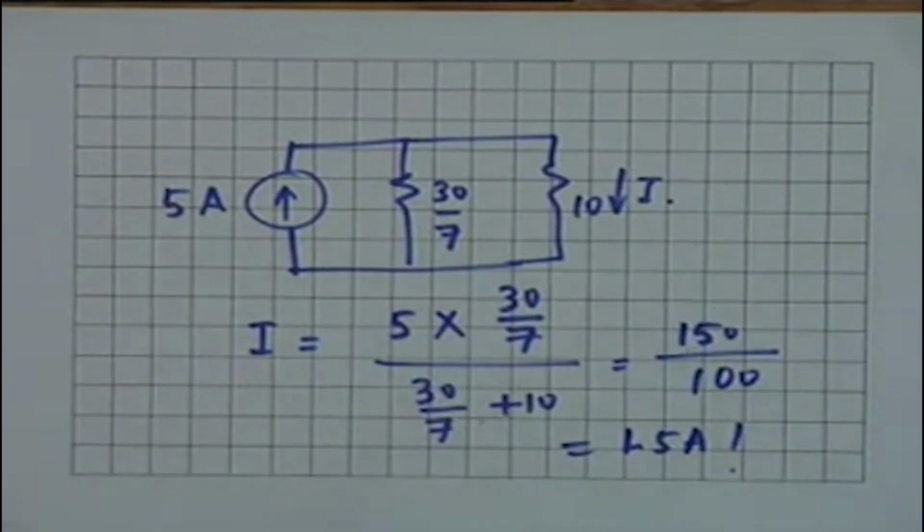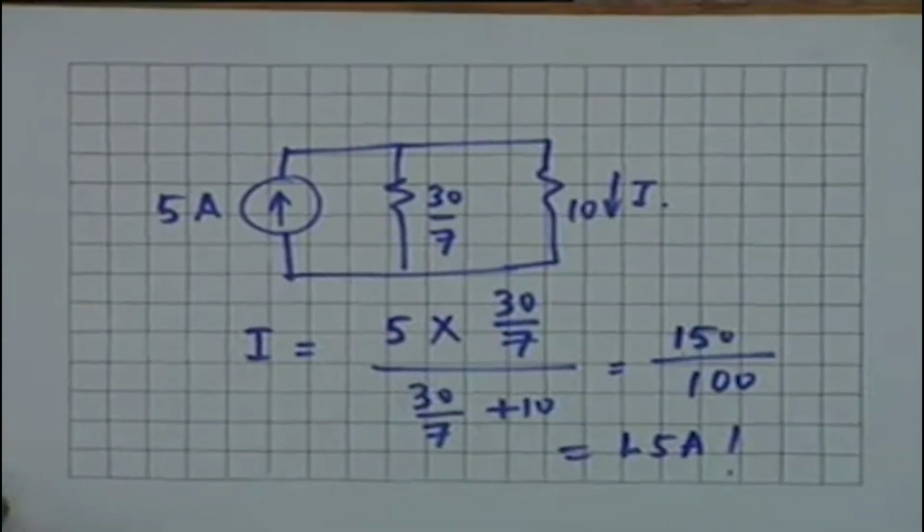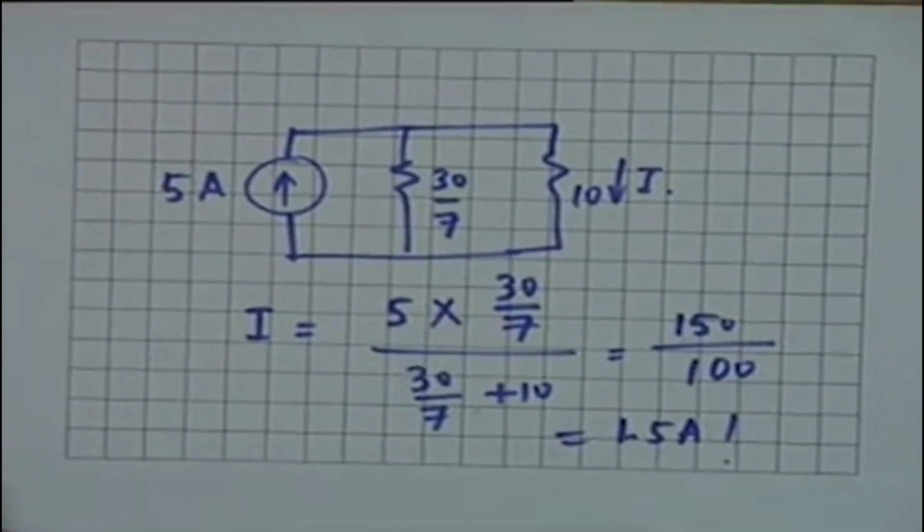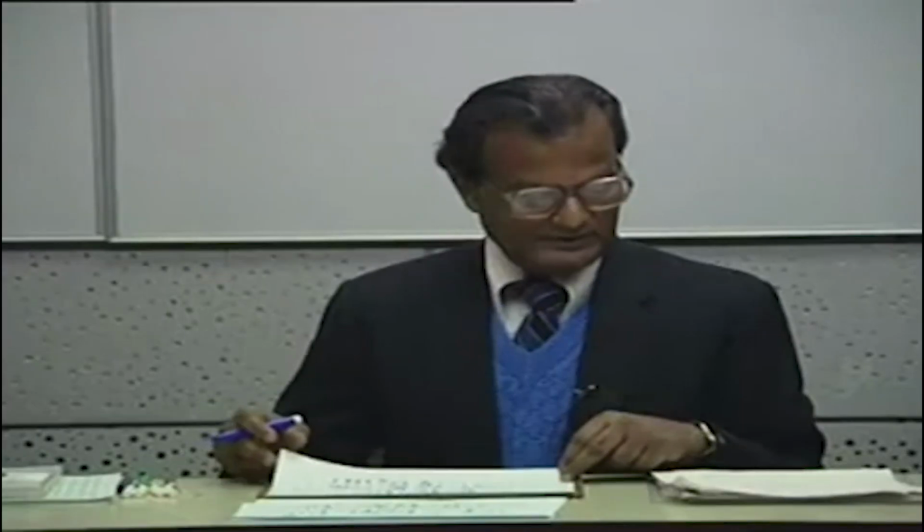But this illustrates how source transformation is able to reduce a network to a form where you do not have to write KCL, KVL or any loop formulation or node formulation or branch formulation. So, source transformation, which in effect is the result of Thevenin's and Norton's theorems, is extremely useful in network analysis.